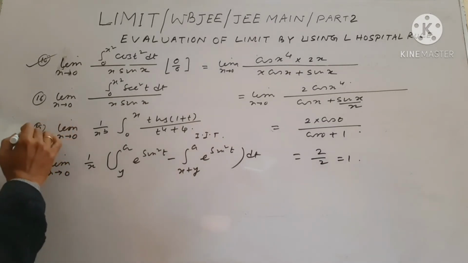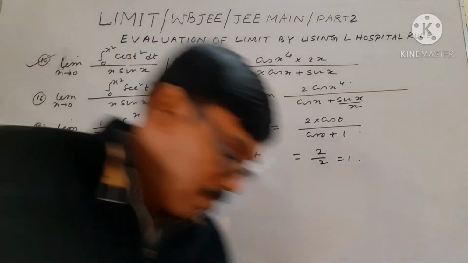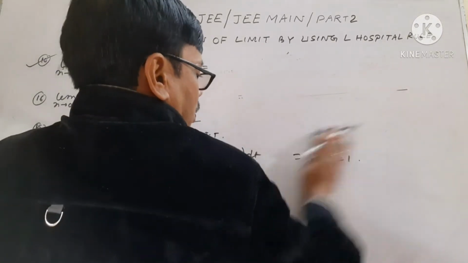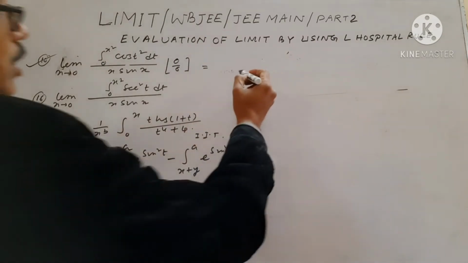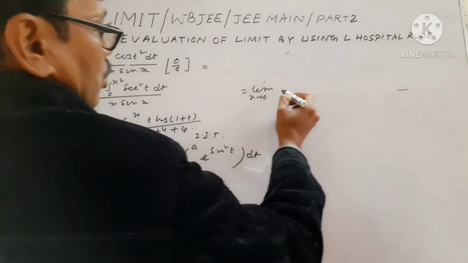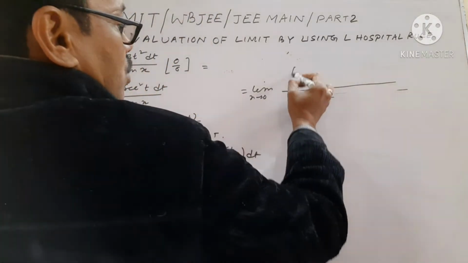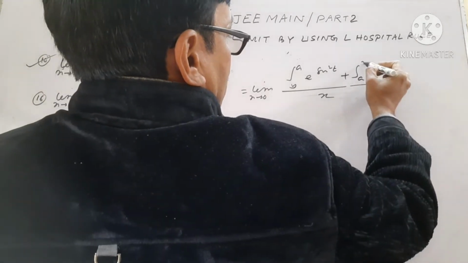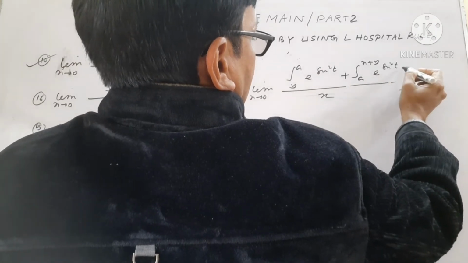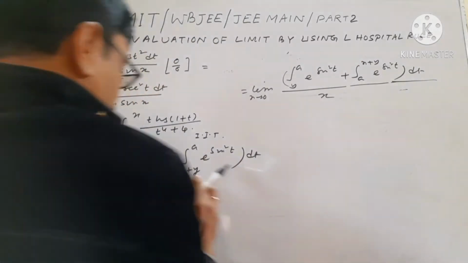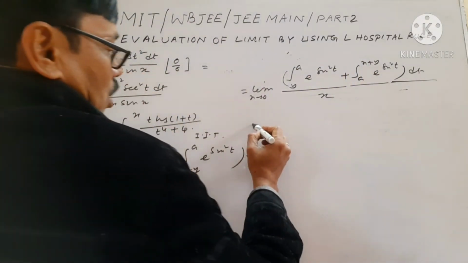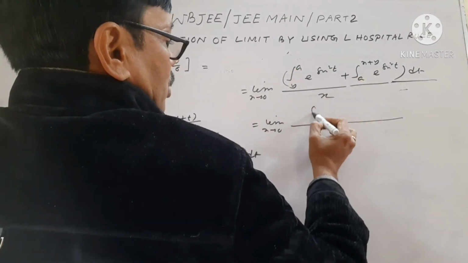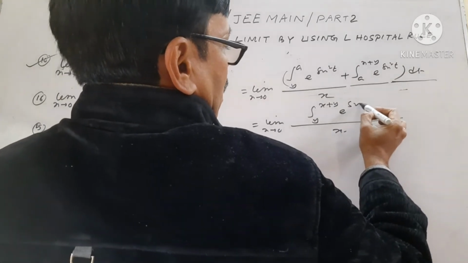Now problem number 12. Problem number 16 is the same as that of 10, so we consider problem number 12. This is the limit as x tends to 0 of the integral from x to y of e to the power sin square t, plus the integral from a to x plus y of e to the power sin square t dt. Look, we changed the limit, that is why a to this. Now from the property of definite integration, this is the same, so this is the integral from y to x plus y of e to the power sin square t dt.